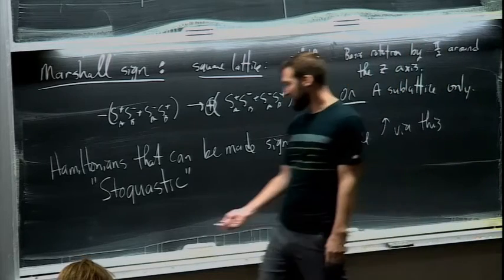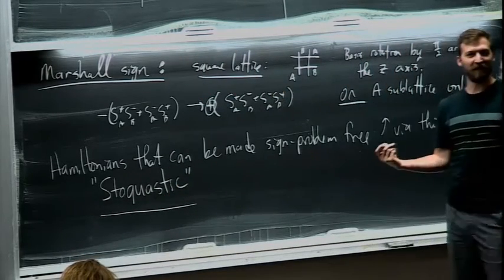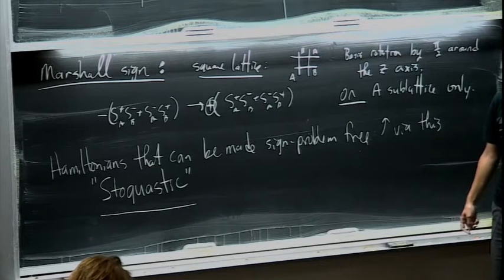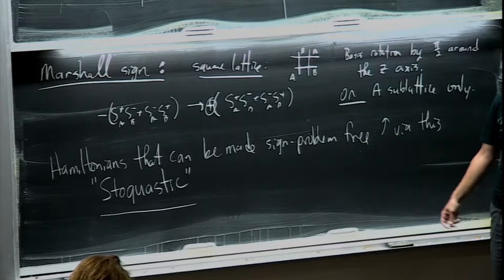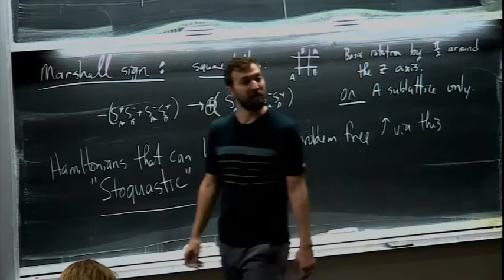So stochasticity is a property that is related to some complexity classes in complexity theory for quantum computation. QMA complete, quantum Merlin Arthur complete. It's like the analogy of NP complete problems for classical computers.